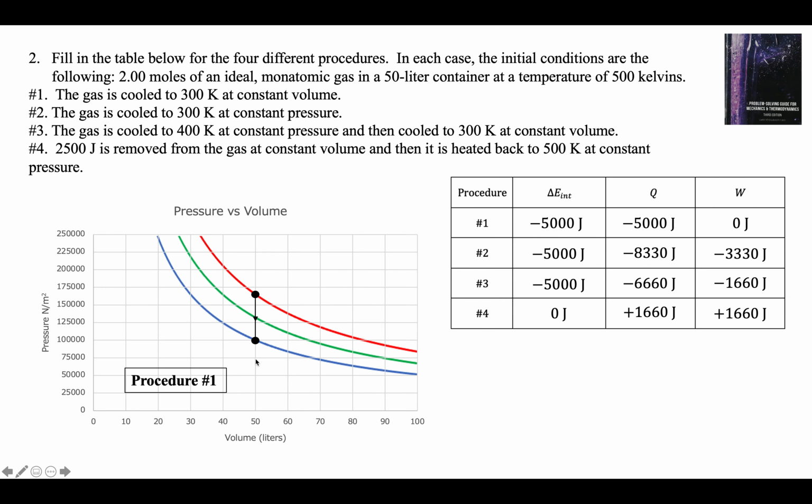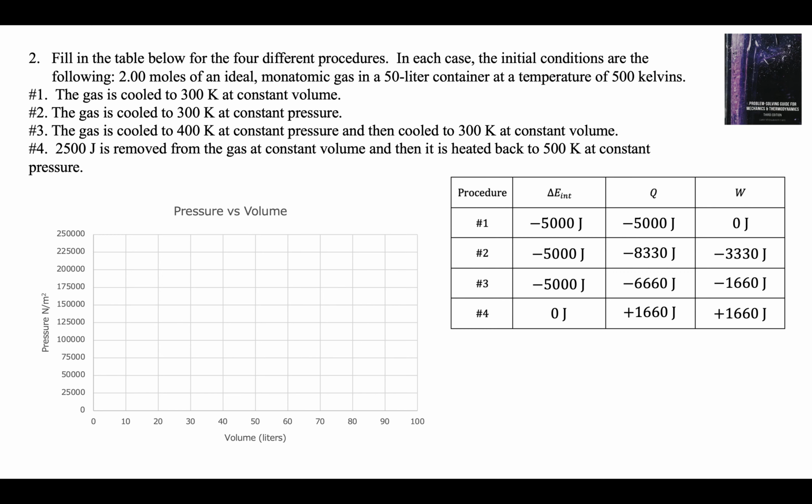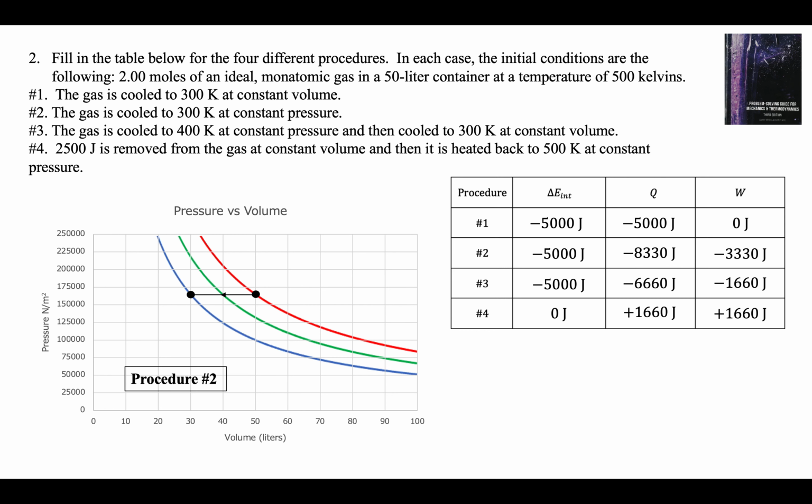The second procedure starts in the same place, but it goes to 300 at constant pressure. If the pressure is constant, the volume is going to be dropping. So it starts in the same place, goes this way. It goes from 500 to 300 horizontally. We can look at the isotherms. They're the same ones, 500, 400, 300. So instead of going straight down, which is constant volume, it went to 300 at constant pressure.